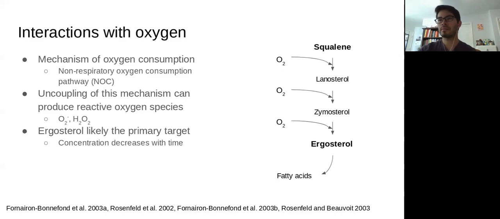So if the pathway becomes uncoupled, it can produce reactive oxygen species like superoxide or hydrogen peroxide. And then these reactive oxygen species can react with lipids present in the lees or in the wine. And we do see that ergosterol has been shown to be one of the primary targets of this. So we typically see that its concentration will go down over time. And it's not entirely clear still where the uncoupling comes from, but it could be from increased or reduced enzyme activity associated with the steps in this pathway.